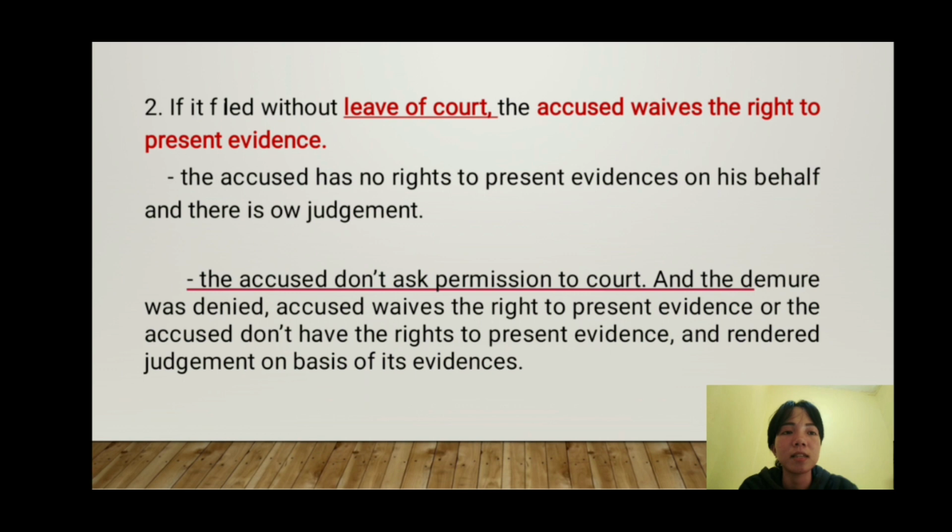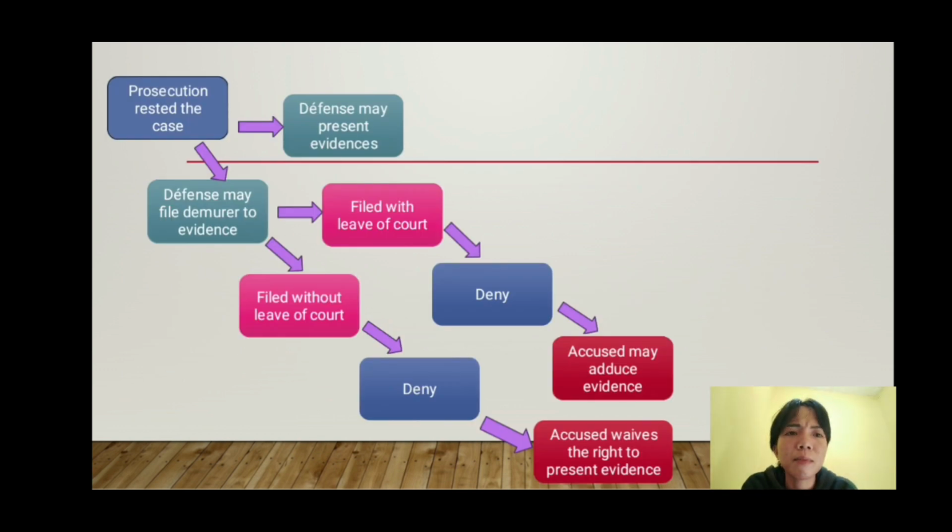So here is an example summary of demurrer to evidence. Number 1 is the prosecution rested the case. It means that the prosecution has presented all its evidence in front of the court. So there are 2 ways. Number 1 is the defense may present evidence, and number 2 is the defense may file a demurrer to evidence. In filing a demurrer to evidence, there are 2 ways again, namely filed with leave of court and filed without leave of court.